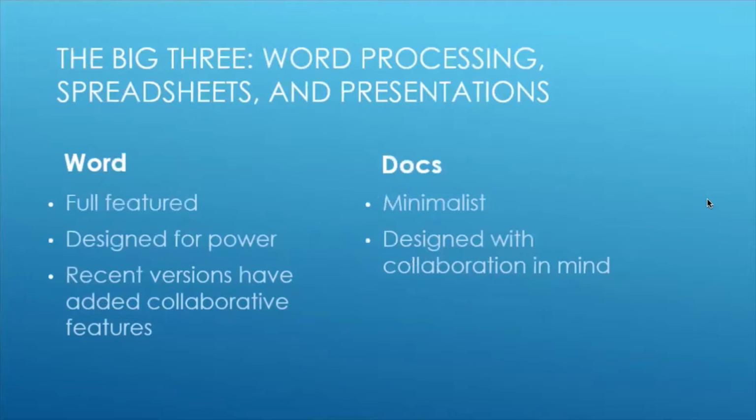Going on, we're going to cover the big three: word processing, spreadsheets, and presentations. I keep saying Word, PowerPoint, and Excel because those are the ones that we all use the most. In any business, those are the file types that people are going to need the most access to. So when it comes to word processing, we have the Microsoft product, which is Word, which everybody knows and is familiar with, and we have the Google product, which is Docs.